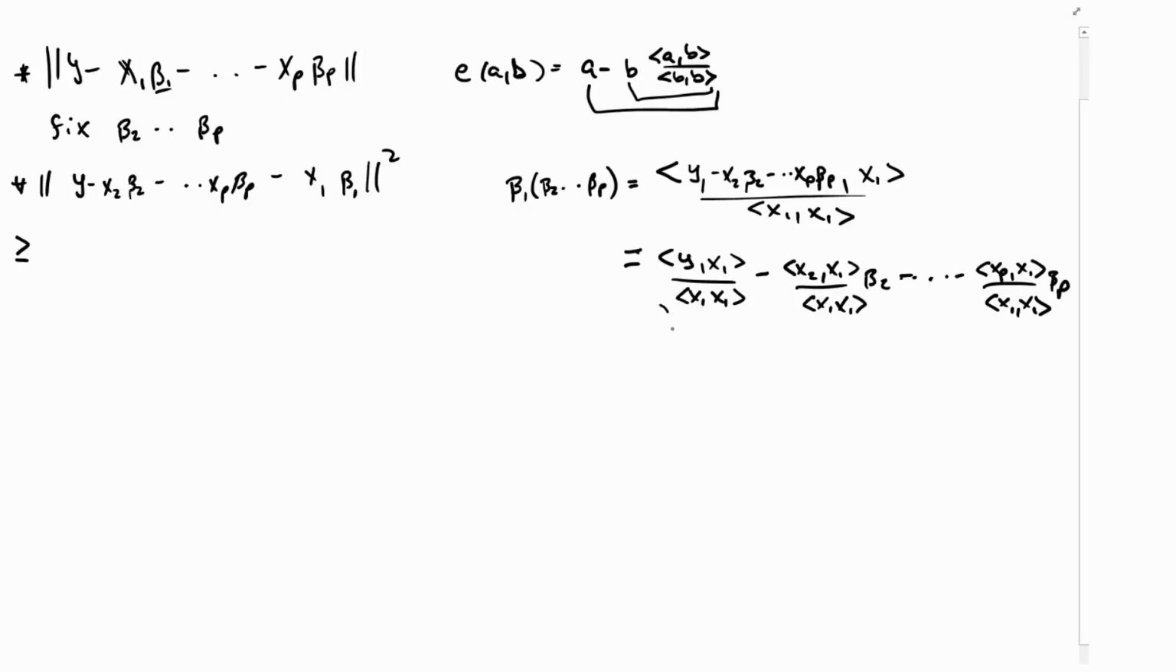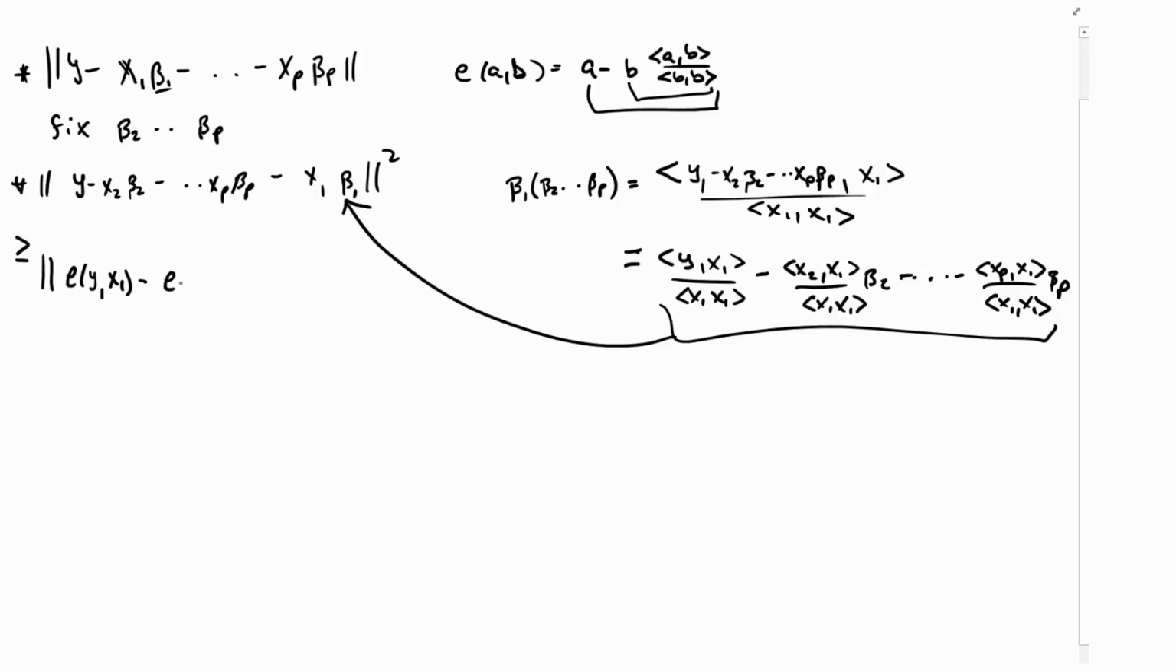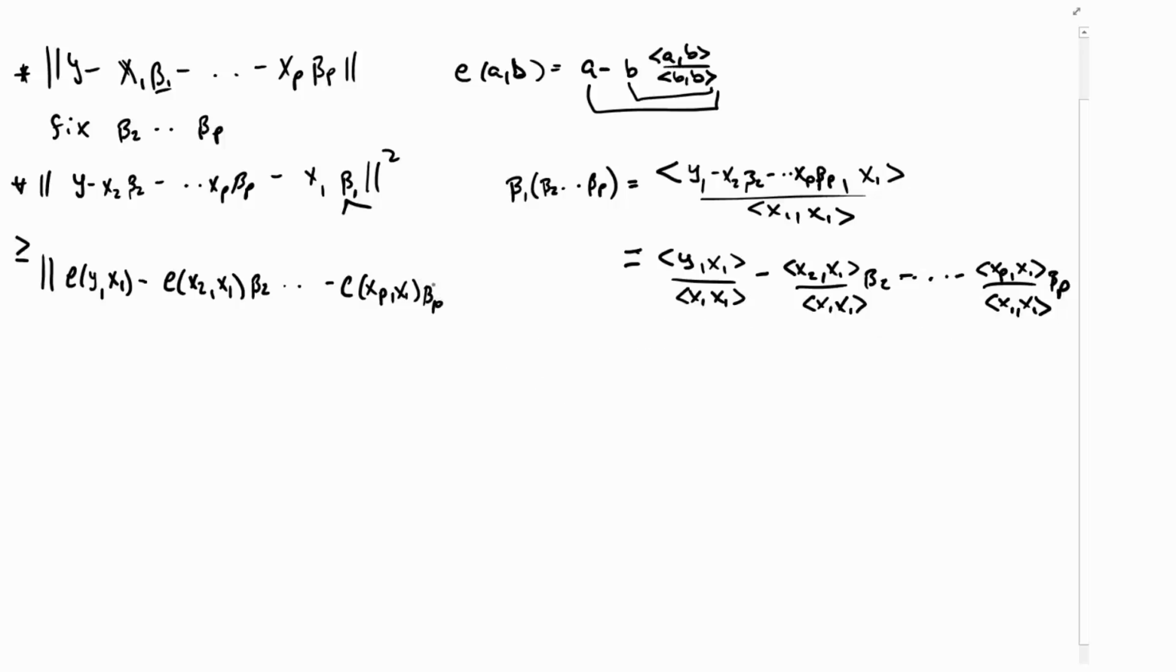Okay, now if I were to plug these into beta 1 there, then I'd like you to churn through the calculations. What you get is e of y and x1 minus e of x2 and x1 times beta 2, all the way up to e of xp and x1 times beta p, squared. And we have to have gotten smaller because we'll have plugged in the optimal beta 1, holding the other ones fixed. So now we're back at the exact same equation with one fewer coefficients.